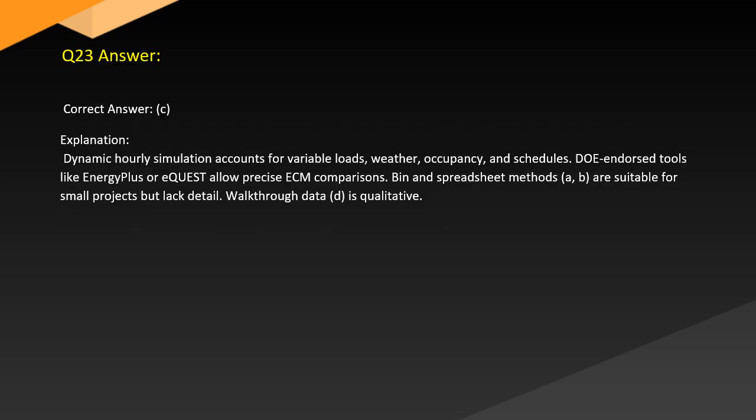Answer. Correct answer: C. Explanation: Dynamic hourly simulation accounts for variable loads, weather, occupancy, and schedules. DOE-endorsed tools like EnergyPlus or eQUEST allow precise ECM comparisons. Bin and spreadsheet methods, A and B, are suitable for small projects but lack detail. Walkthrough data, D, is qualitative.